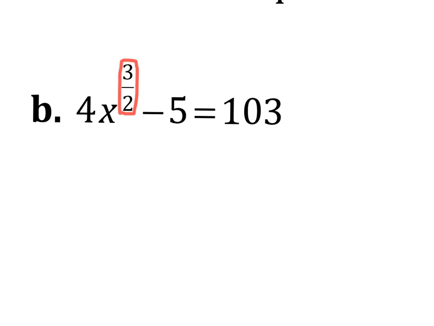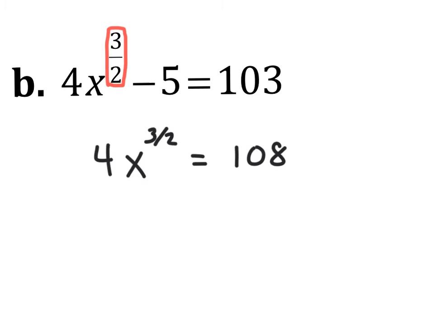So in this case here, I first have to get rid of that 5, the subtract 5, by adding 5 to both sides. 4 times x to the 3/2, and I'm going to change my way of writing it, just so that it's a little bit more clear, easier to write out. I add 5 to both sides to get 108. Now I need to get rid of that 4 right here because the 4 is not being raised to the power, only my variable. So when I get rid of the 4 by dividing, I get 27 here.